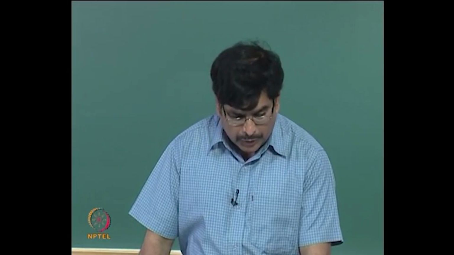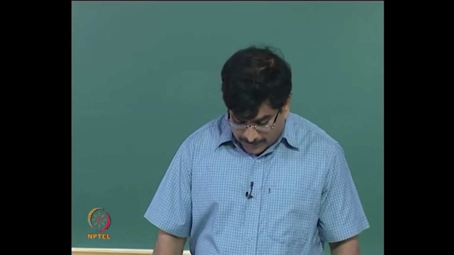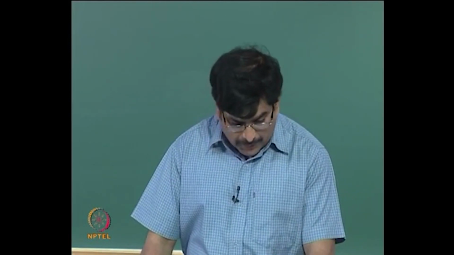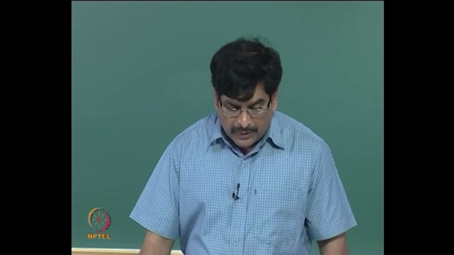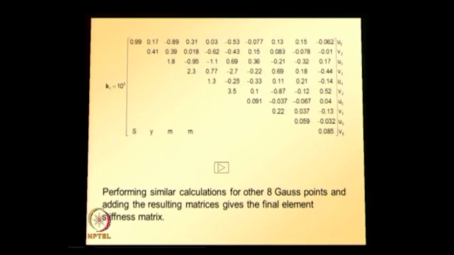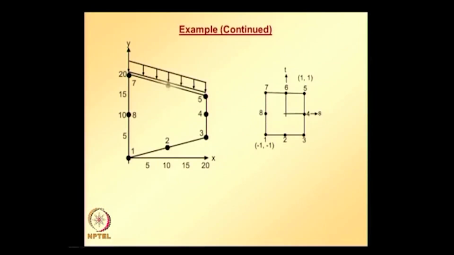So, the stiffness matrix contribution to the global reduced equation system from this integration point can be obtained by carrying out matrix multiplications, and performing similar calculations for the other 8 Gauss points and adding the resulting matrices gives the final element stiffness matrix. And now, since pressure load is applied along side 5, 6, 7, let us discuss how to assemble the equivalent load vector for this applied pressure.